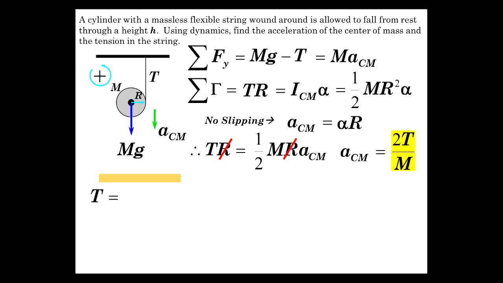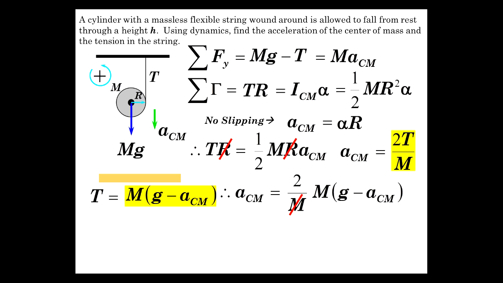All right. Now the tension from the first expression here is easily solved. We get M times (g minus a). So the acceleration being 2T over M, it's 2 over M times T, which we just got as M times (g minus a). The M's go away, and we have 2g minus 2a_CM. So we add 2a to both sides, and we get 3a over here. And our final result, the acceleration, is 2/3 g. Again, it makes sense, 2/3 g.